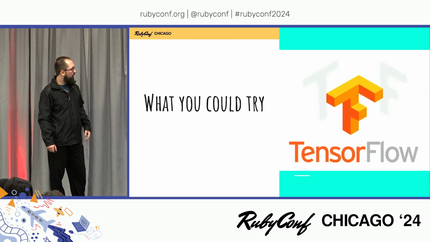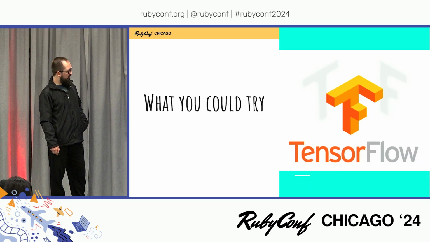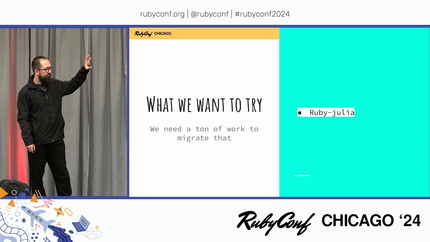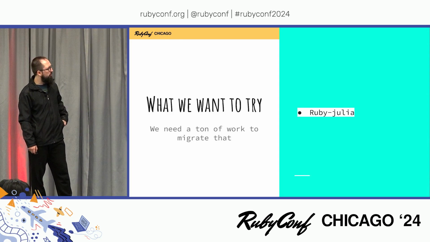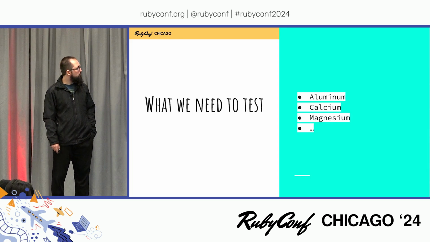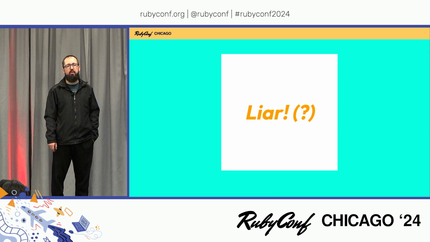Future steps, you can try using TensorFlow. That is another deep learning framework made by Google, with a lot of research, and it has more tools that can be provided to you. Also, we want to try to use Ruby Julia. Julia is another programming language, and Ruby Julia is something like PyCall. You can call the Julia language using Ruby. But we need a ton of work. Maybe in 2 years we're going to try that. Also, we are testing for other elements.